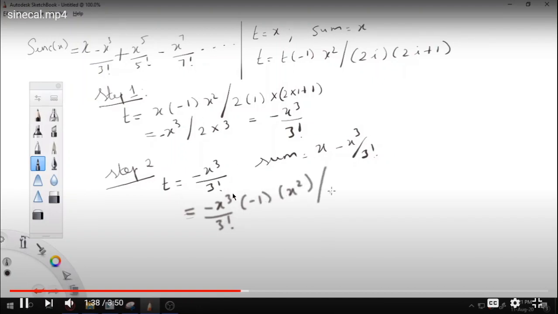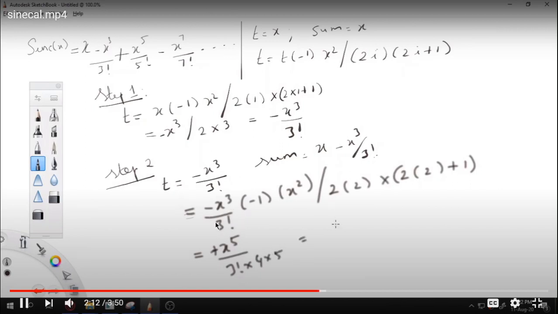Minus x cube by 3 factorial is the previous term. I am going to multiply by minus 1 into x square divided by 2 into I. What is I here? It is 2, the second step, I is equal to 2. So 2 into 2 is 4, into 5. So which is equal to minus x cube into x square is x power 5, and minus x cube into minus 1 is plus x power 5.